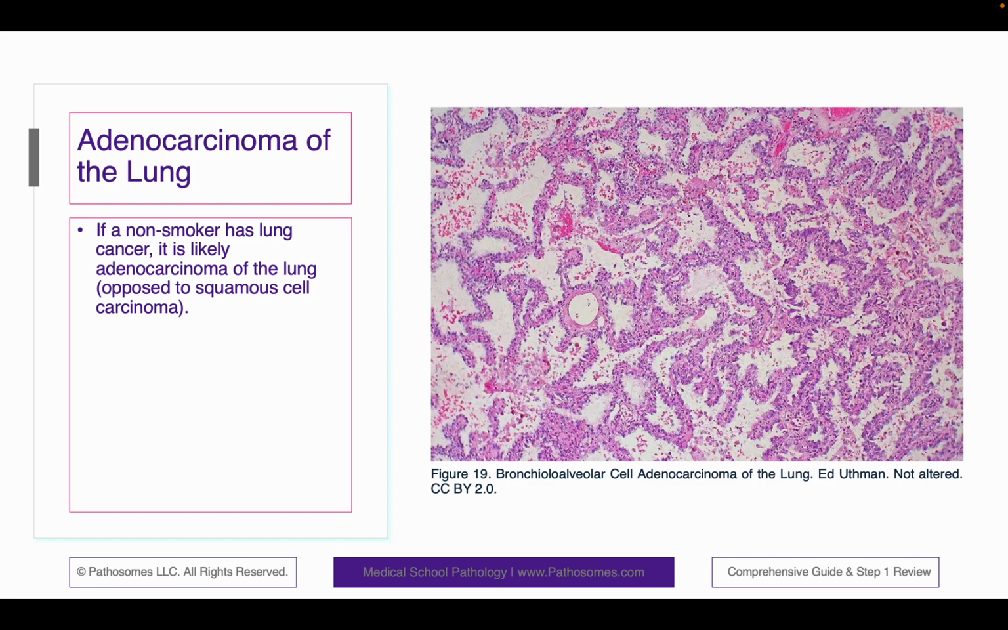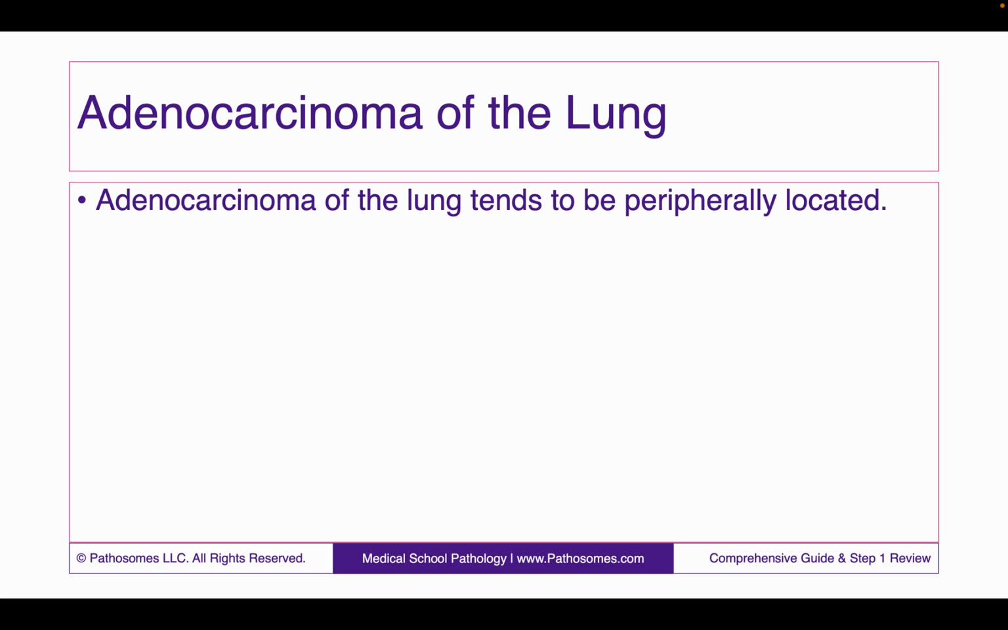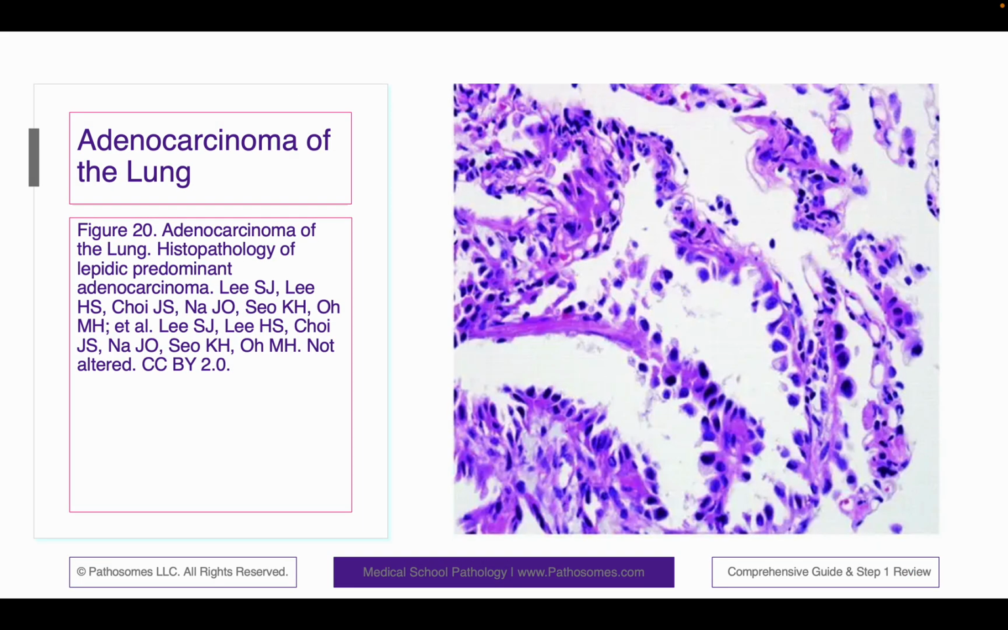To the right here, we can see an H&E representative section from a patient with bronchoalveolar cell adenocarcinoma of the lung. Adenocarcinoma of the lung tends to be peripherally located. And here we have more H&E of an adenocarcinoma. Note the lipidic predominance of its architecture.